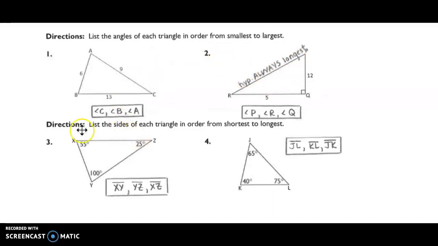All right. And here it's the other direction. If you know the angles, then list the sides in order from shortest to longest.